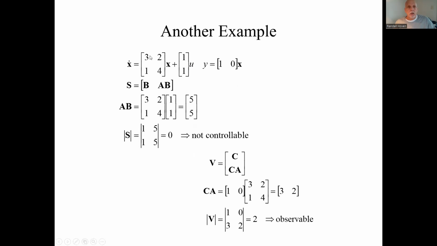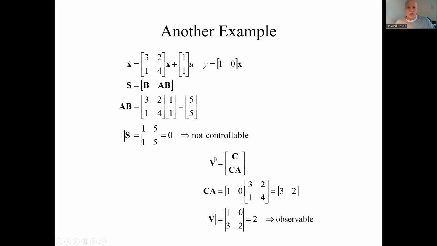Let's do this one all the way through. Here's the state space. For the controllability matrix S, we need to do this matrix multiply, A times B. 3 plus 2, 1 plus 4, so that is 5, 5. B is the first column. There's B. AB is the second column, 5, 5. 5 minus 5, that's 0. This one is not controllable.